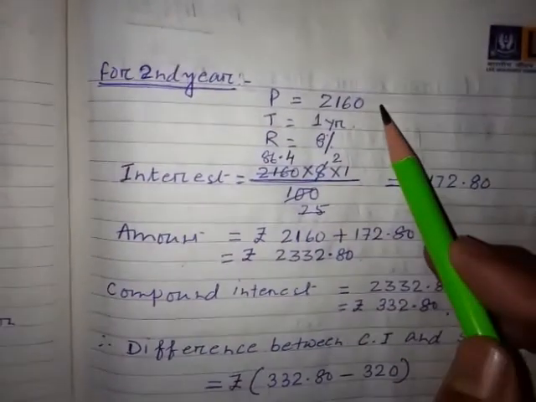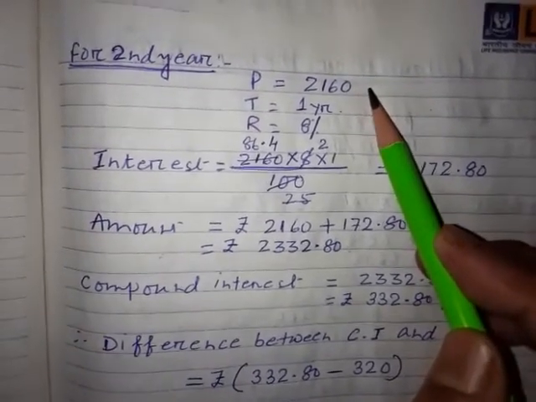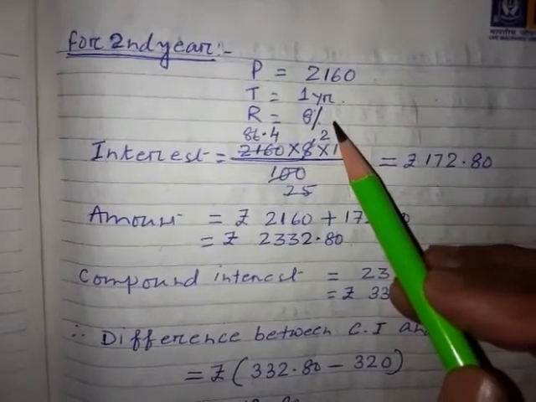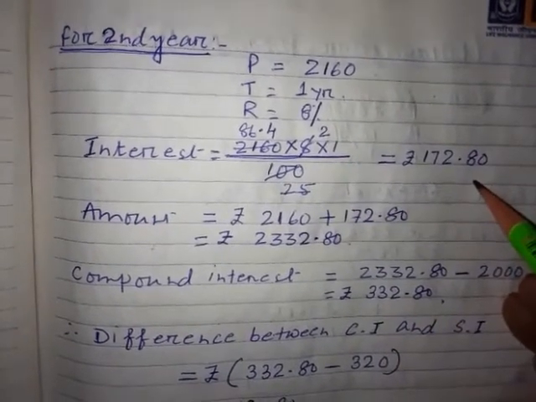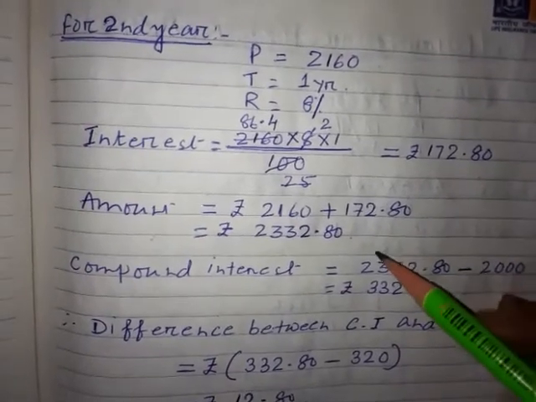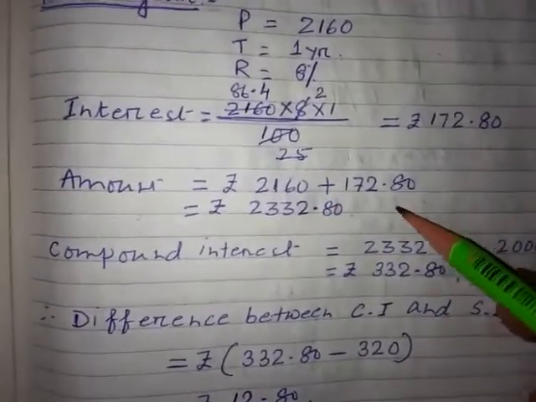Now this amount will be considered as the principal for the second year. Already known to you, no point of telling you again and again. Here also time 1 year, rate 8%. So easily you can find out the interest. Same formula, P into R into T by 100. If you got the interest, will you be able to find out the amount or not? Yes. Principal plus interest equal to amount.